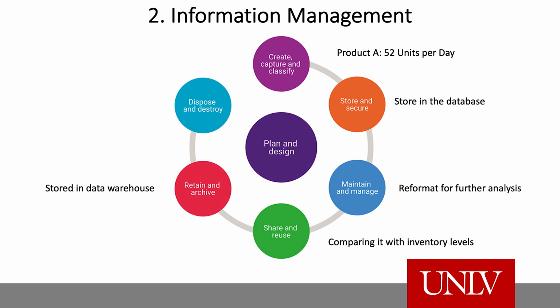For example, in a retail environment, a single number like 52 units sold today is only raw data. When information management processes compare that number with current inventory, historical sales trends, or seasonal demand, the data becomes useful information. By organizing the data into structured reports or dashboards, managers can understand the situation and make informed decisions.